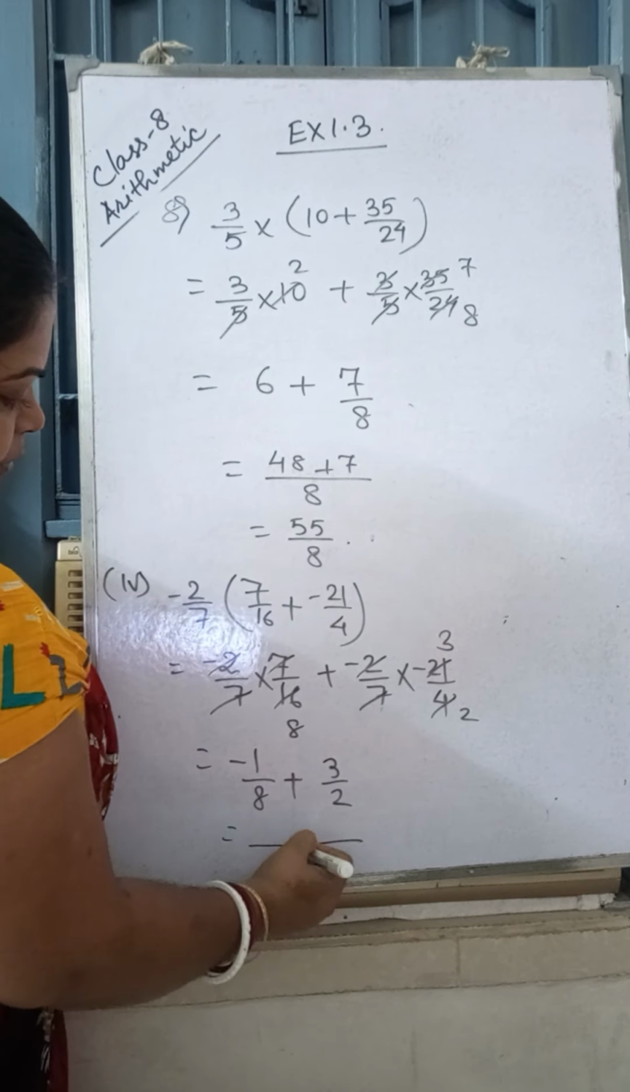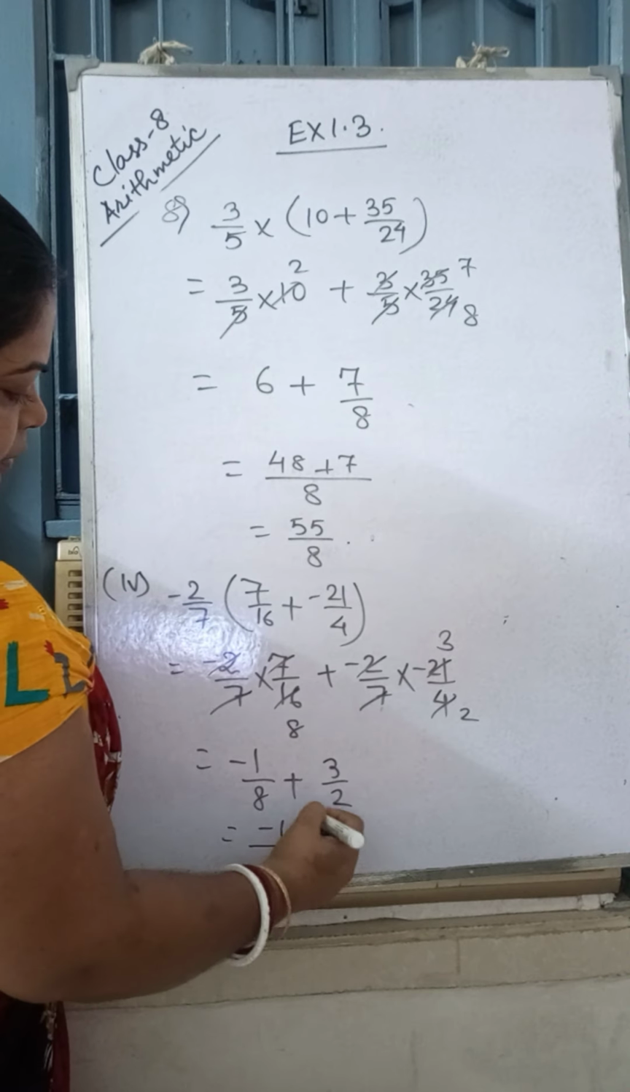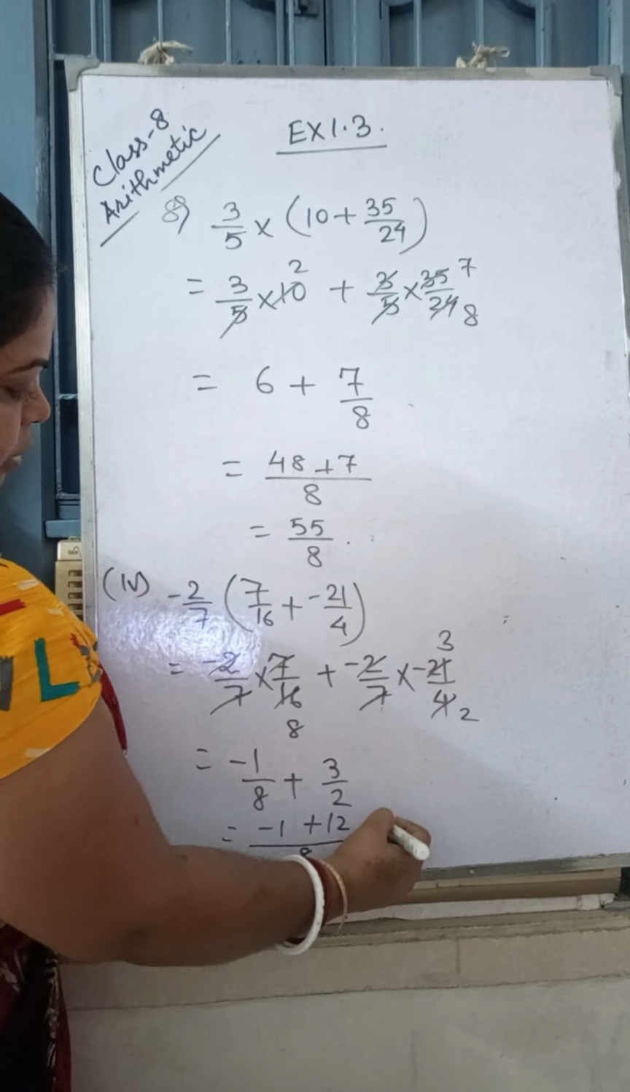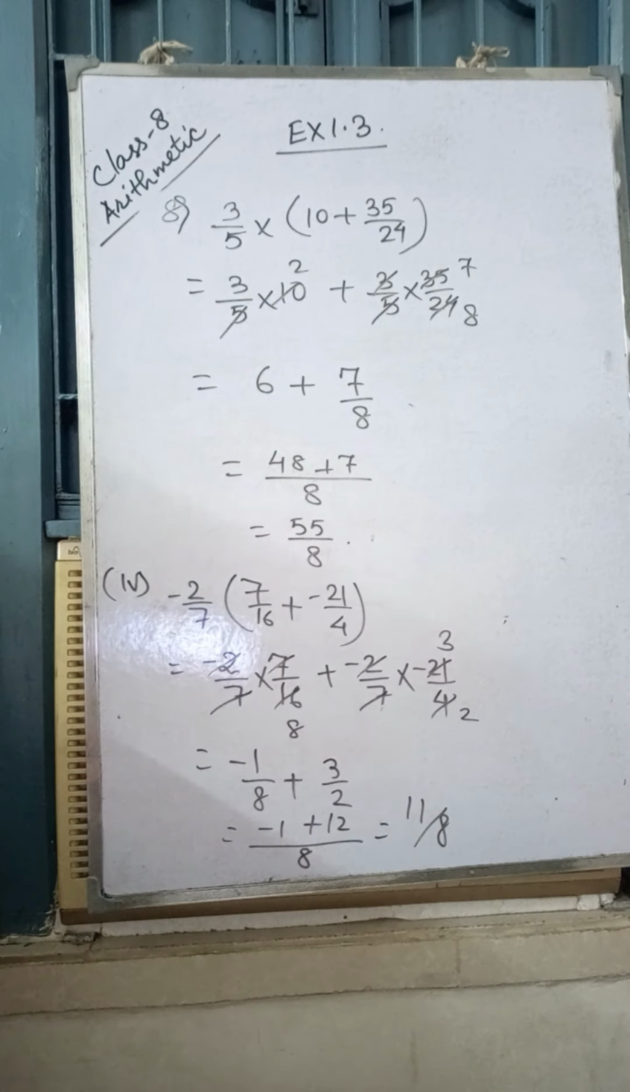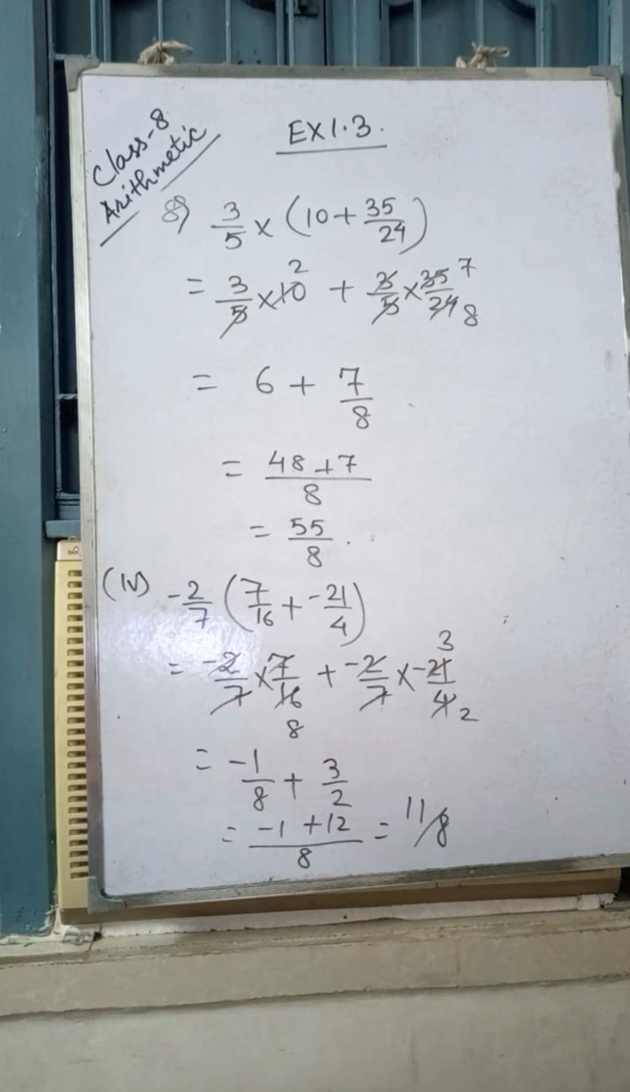8 and 2's LCM is 8, minus 1, 3 4s are 12, or 11 by 8. So this way we solve this sum, is it? That is question number 8. Now 9 onwards we have word sums. So we'll be seeing these word sums, okay?